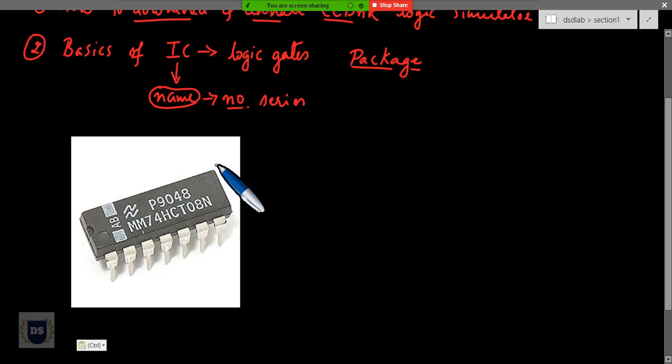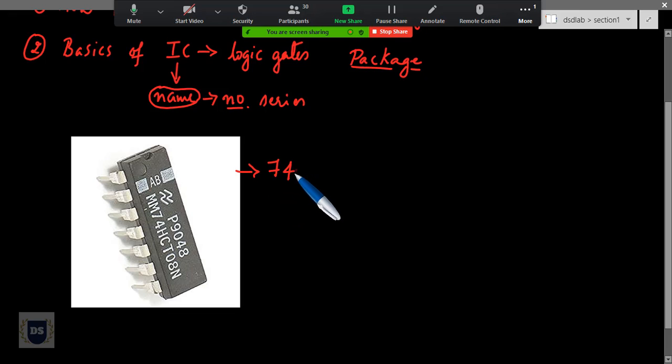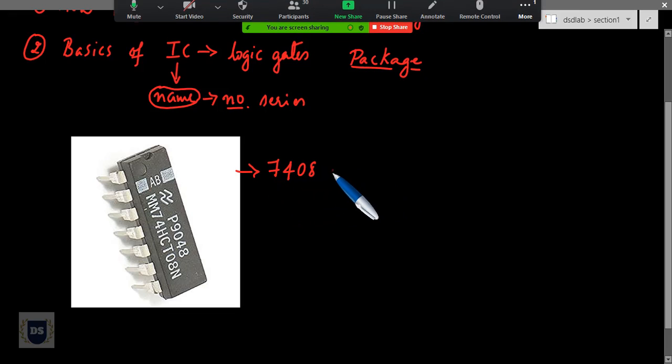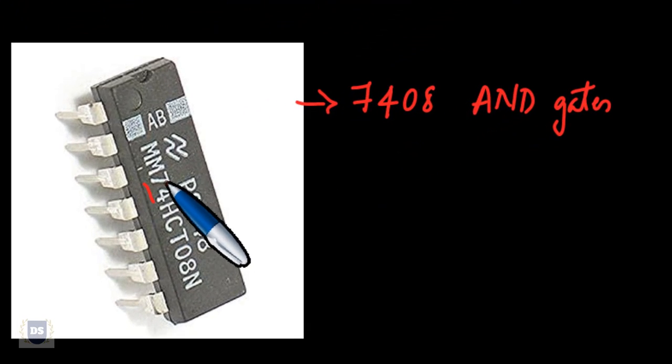I hope this IC is visible to each and every one of you. So let me rotate it. This is how our IC actually looks. This IC is 7408, and here 7408 is used to represent the AND gate. Now how exactly am I able to tell that this is a 7408 IC? If you clearly observe, they have quoted 74, then followed by some alphabets, HCT, then followed by 08.